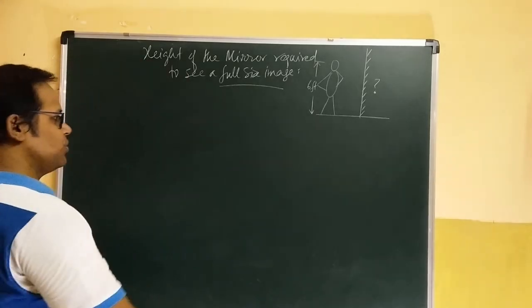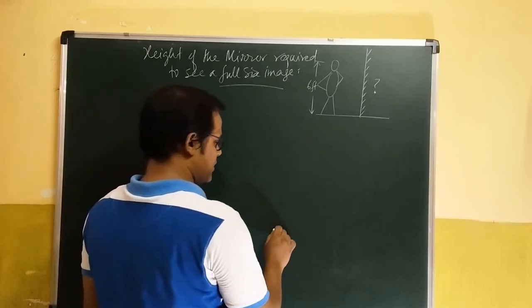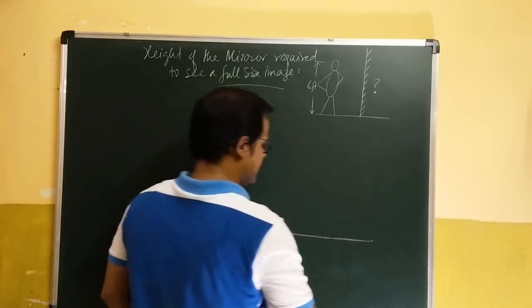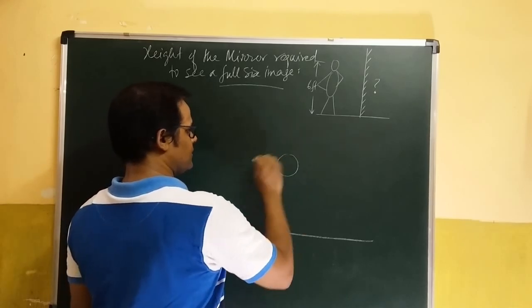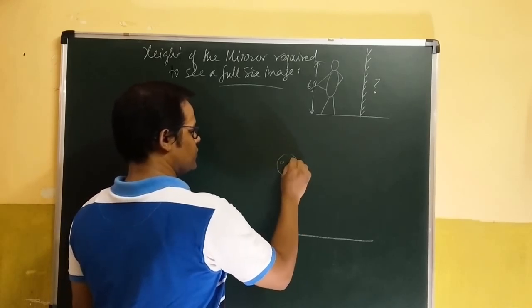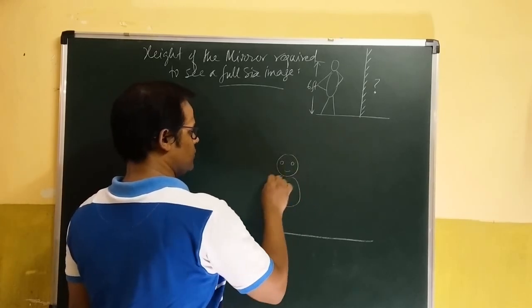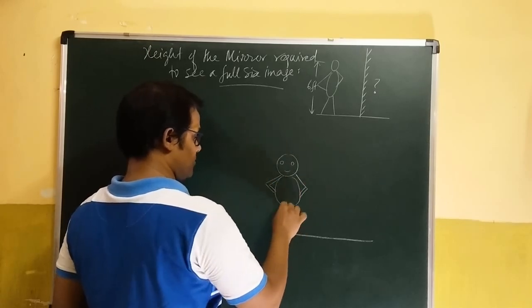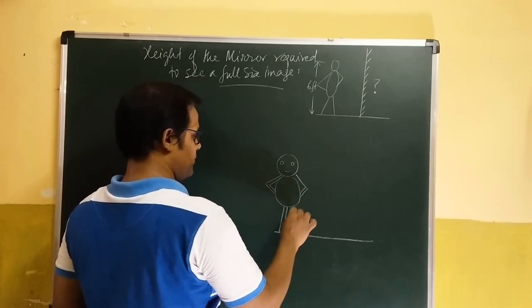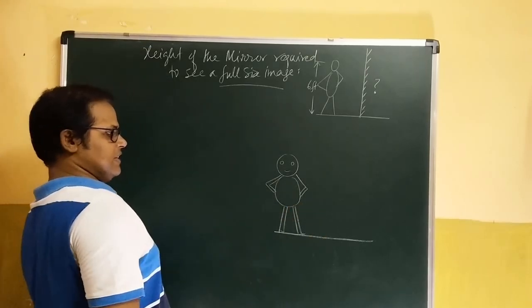Now let me really show you a very simple ray diagram for that. Very simple, my dear students, just follow it calmly, okay? Let us see like this. If these are the eyes of the person, this is the body of the person. This is how I can always draw human beings. I don't know why. And this is the feet of the person, whatever the height is.